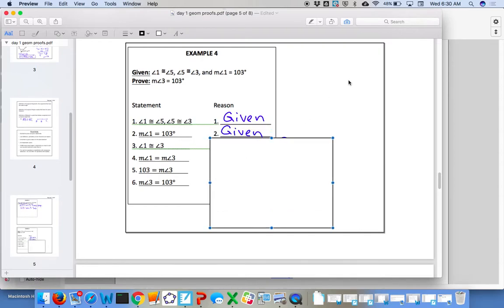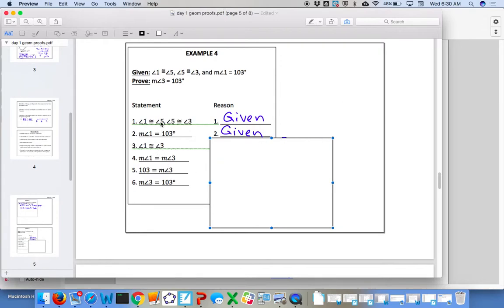Some people, when they do their proofs, put the given all together in one big statement, and sometimes you'll see them separated out, and sometimes you'll even see where they give part of the given as statement 1, and then give the other part of the given later in the proof when they actually need it. I personally like to give all of the given at the beginning.